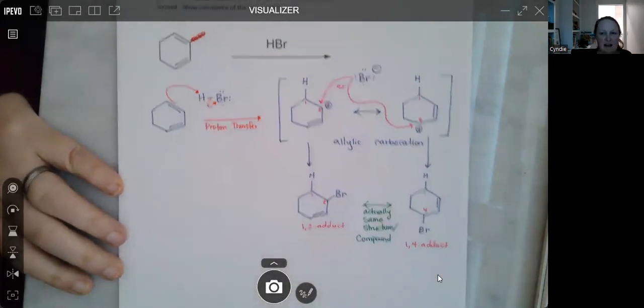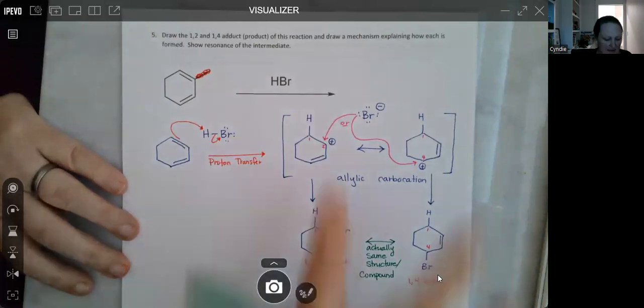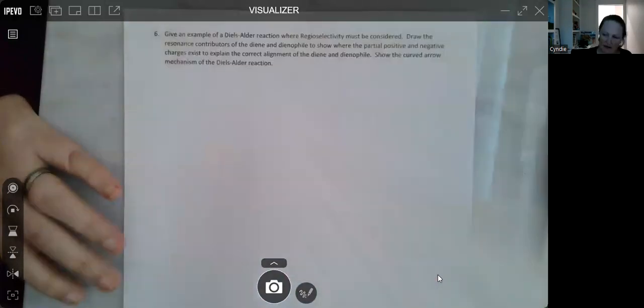So you can say, oh, a mechanism for how each is formed, but really they lead to the same product in the end, in that case.